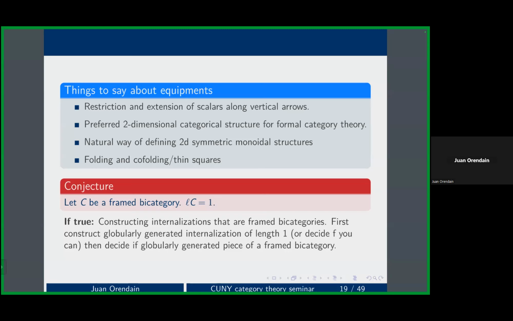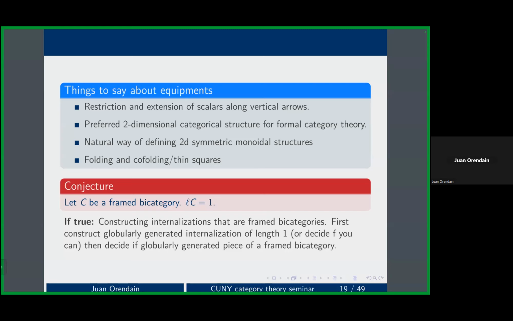And if you do homotopy theory, then a framed bicategory will have a folding operation. So it will give you thin squares in the sense of strict homotopy theory, like Ronnie Brown and all of those people. All right, so framed bicategories are nice.